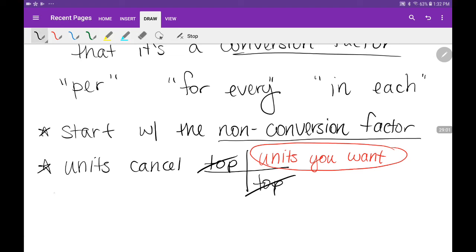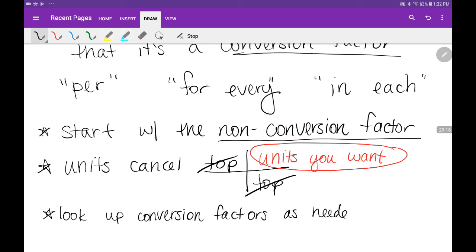And feel free to look up conversion factors. There are several resources on Canvas, and there are also some on Google, and if you're not sure, you can reach out to me for additional resources with that. Okay, and so that's the expectation for the week 1 labs, and I hope that this has been helpful.